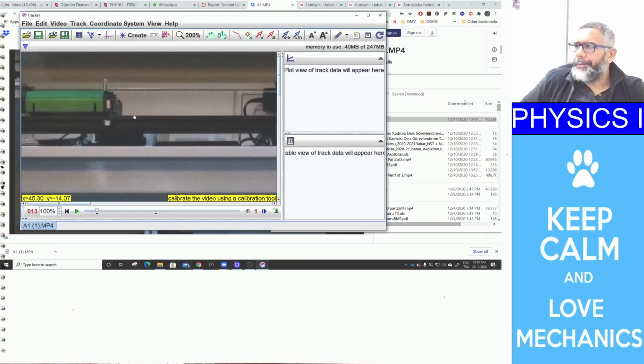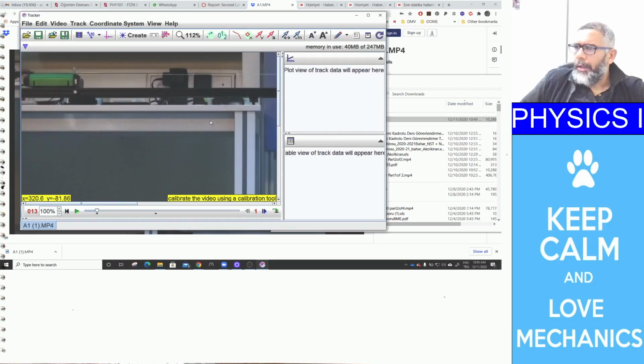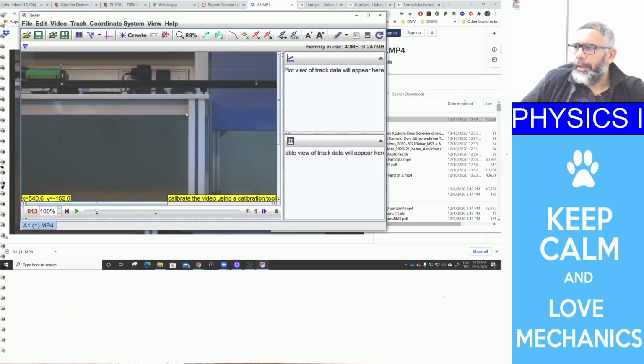So now the next thing is that we have to let the tracker know about the scale. What you see over here on the rail that the cart is moving on are these two square white labels, and the distance between these two square white labels is 70 centimeters. We just set it up so that this distance is going to be 70 centimeters, and we have to let the tracker know this.